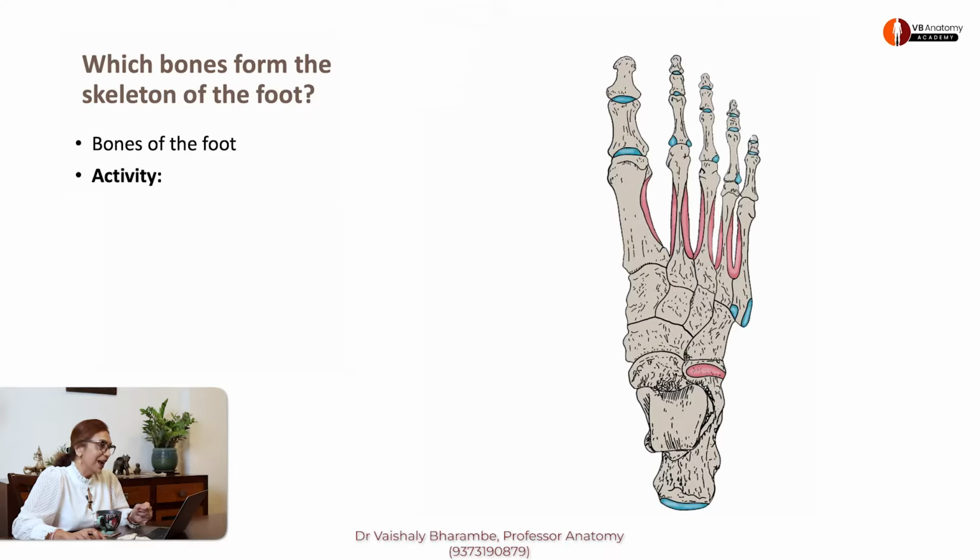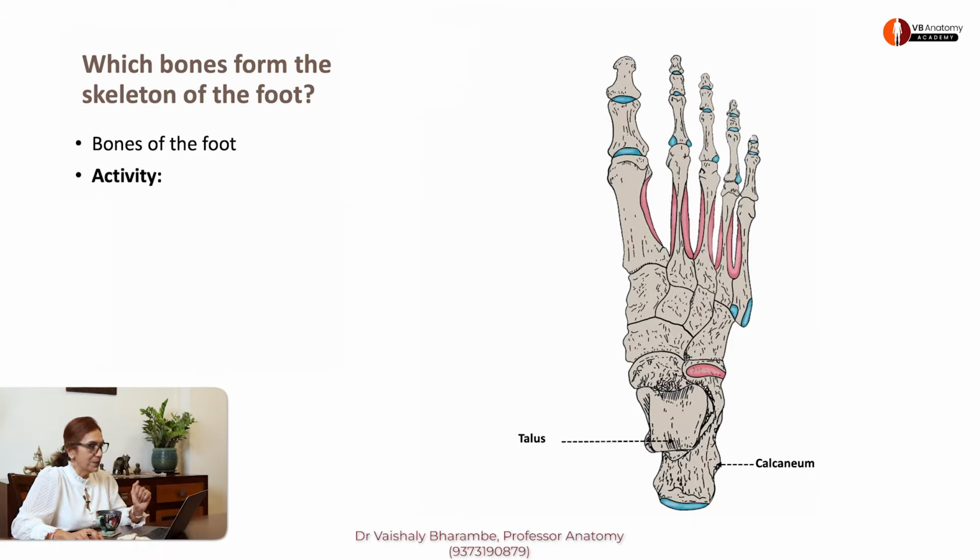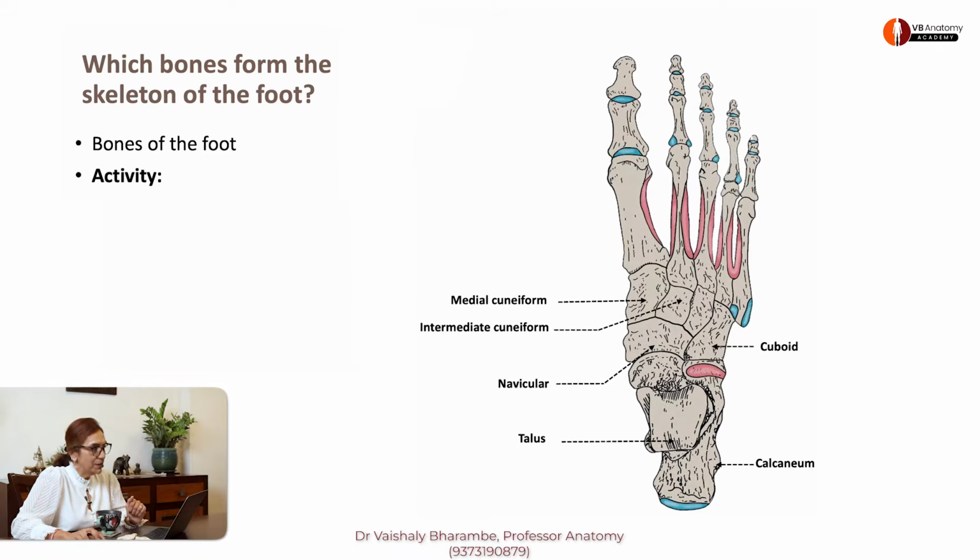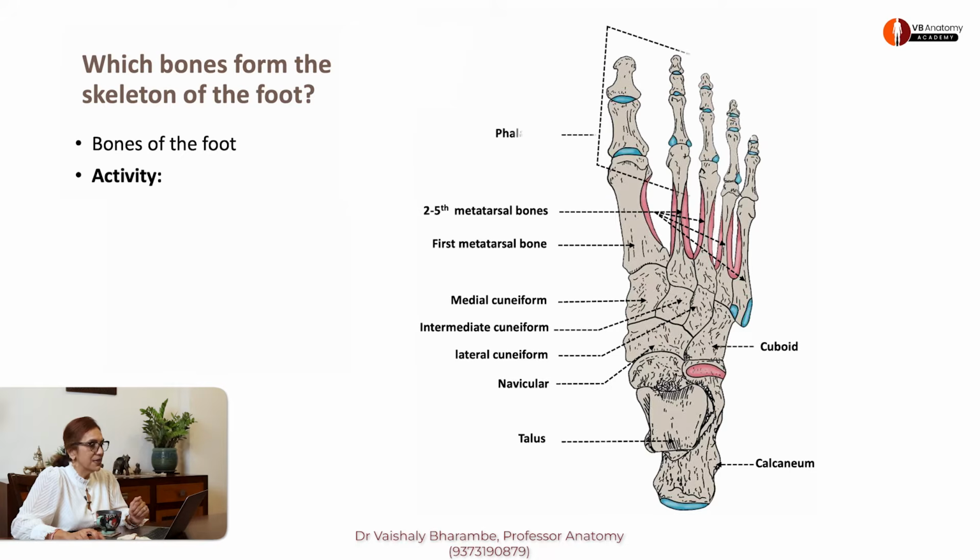Okay? Right. So, which bones form the skeleton of the foot? Read, identify, memorize. Talus and calcaneus proximally. Navicular and cuboid just beyond it. Medial cuneiform, intermediate cuneiform, lateral cuneiform in front of that. First metatarsal, second to fifth metatarsals and the phalanges. These are all the bones that form your foot.